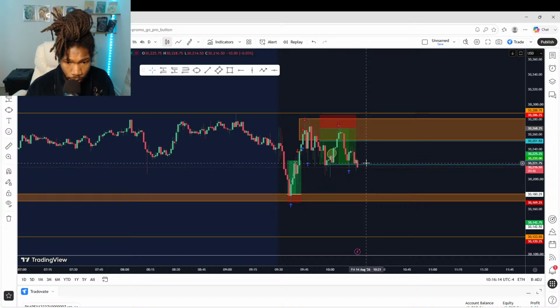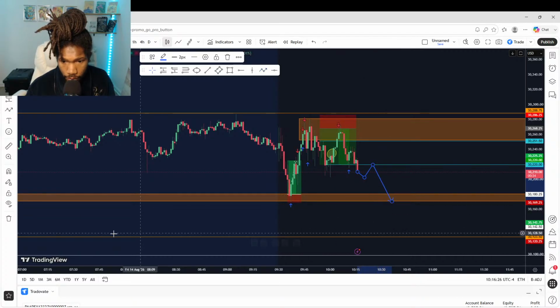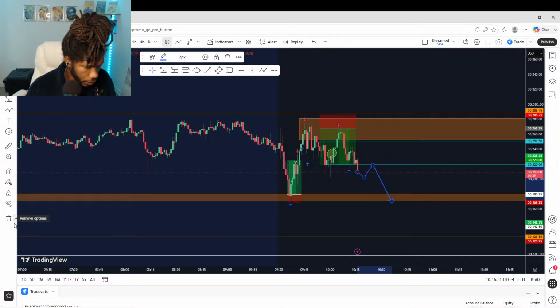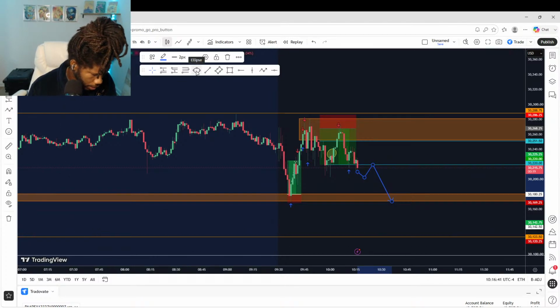Alright, so this is a nice break below this order block. Now, what I'm anticipating, price will do one of these to take out these lows. You know? Let's see what it does. Let's see what it does. But alright, so let's mark off these other positions that I had.